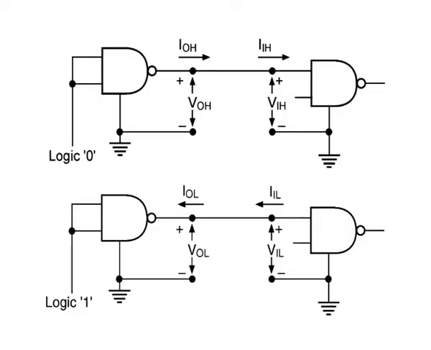Low level output current. This is the maximum current flowing into the output pin of a logic function when the input conditions are such that the output is in the logic low state. It tells about the current sinking capability of the output. The magnitude of low level output current determines the number of inputs the logic function can drive when its output is in the logic low state.